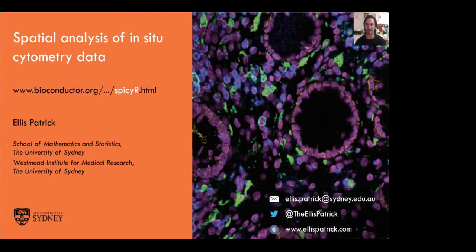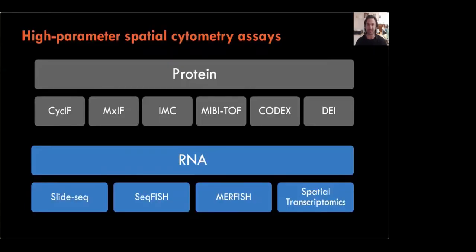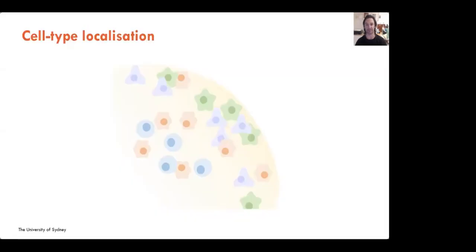While we've been able to generate images like this for decades, over the last 5 years, there has been a surge in high-parameter imaging technologies that are able to characterize cells with tens, hundreds, or in some cases thousands of RNA or proteins. The ability to deeply phenotype cells means that we can now pinpoint the locations of a ridiculous number of different cell types, giving us an unprecedented resolution of cell type distribution throughout a tissue.